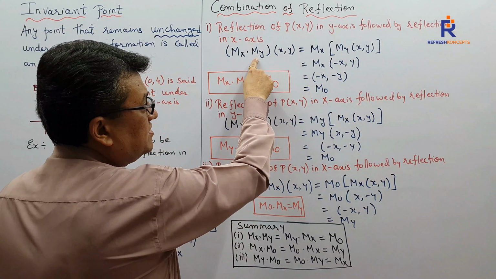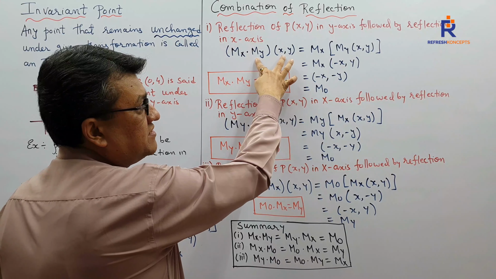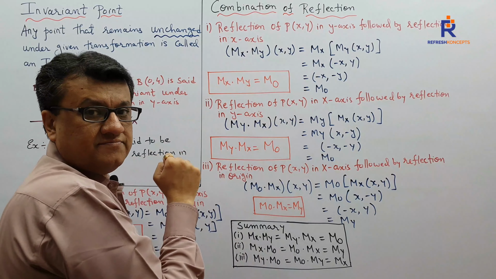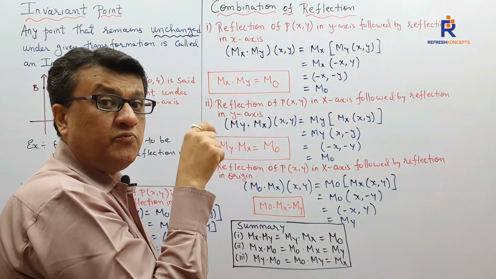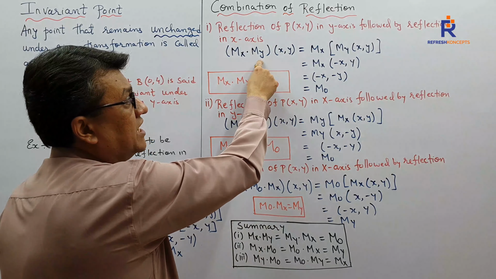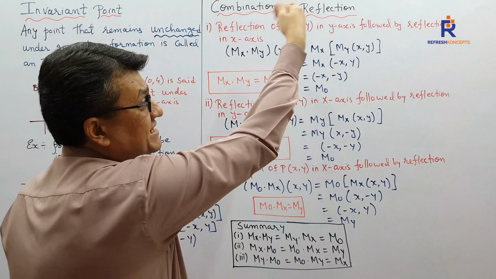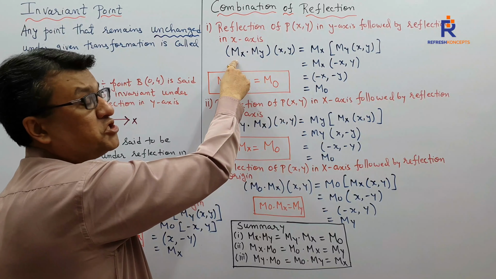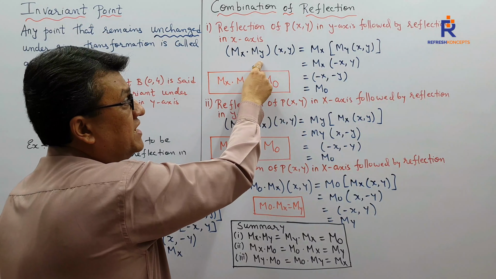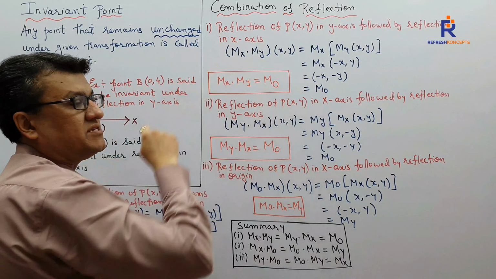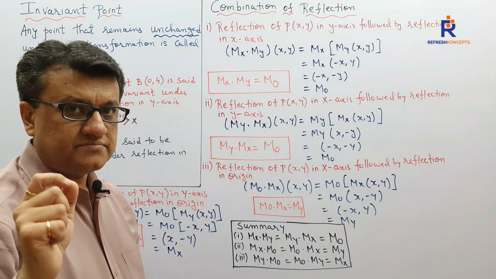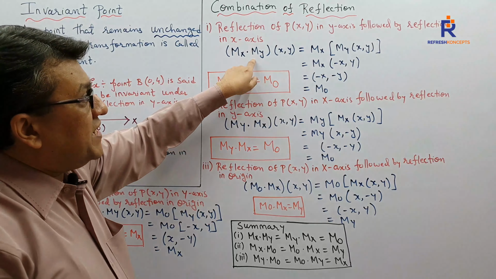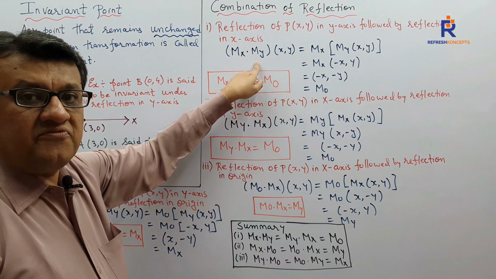So reflection of a particular point P along y-axis, followed by x-axis. The reflection which takes place first comes first and which takes place later comes second. So don't consider this as first. No, children. In reflection we say this is first, followed by this. The reflection near to the point is taken as the first one.